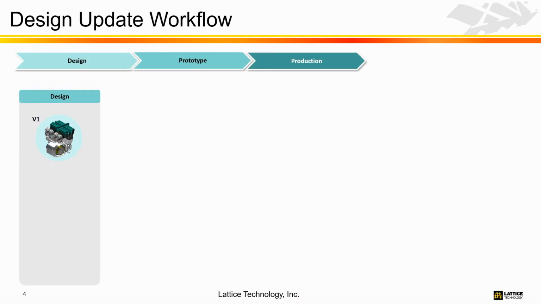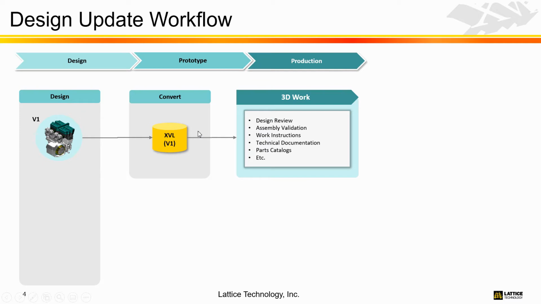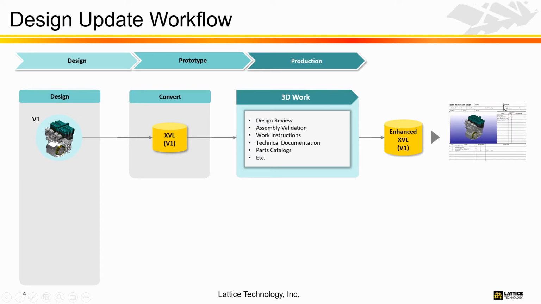Here is an overview of the design update workflow using XVL. The first step is to convert your CAD data to XVL. Once it's in the lightweight XVL format, you can use your 3D data to do design reviews, assembly validation, author work instructions, write technical documentation, create parts catalogs, and more. Once you've done your work, save it out in the enhanced XVL file.